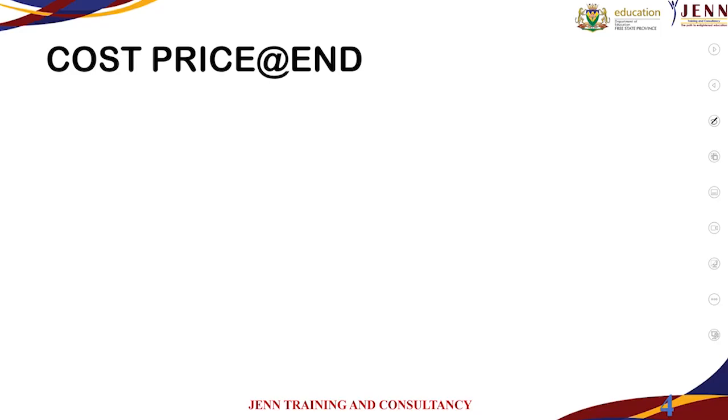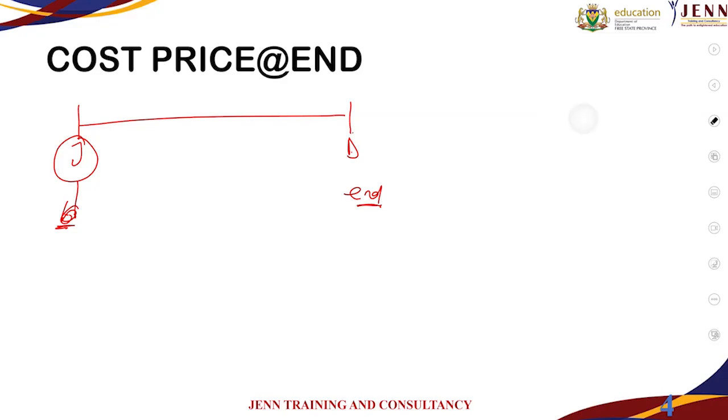Now the second question is the cost price at the end. Let me say this is our financial period. We are starting the year in January and ending it in December. We were having certain vehicles or equipment or land and buildings at the beginning of the year. Now, at the end of the year, what are we having? What I'm trying to say is, what cost are we having from the beginning to the end? How are we going to get that?